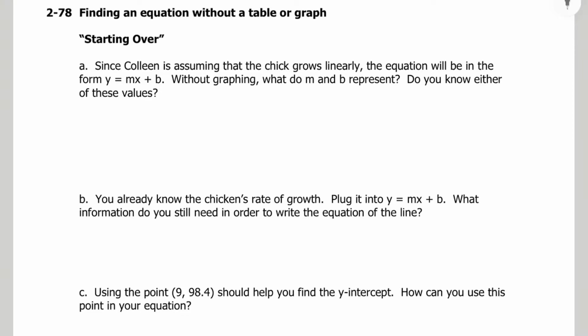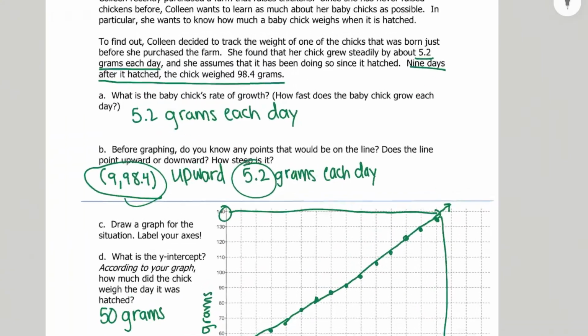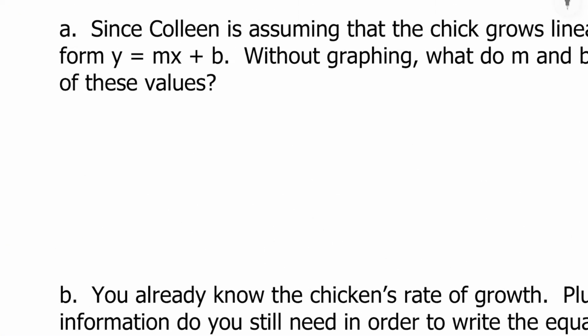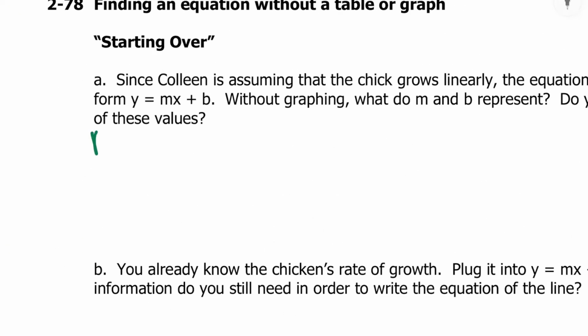So m is the growth or the slope, and in our case, if you think about here, we said it was the grams each day. So we're going to go back. M represents, m equals grams per day for this situation.